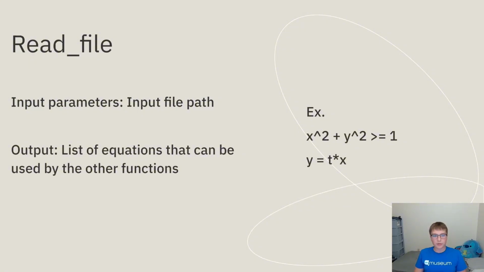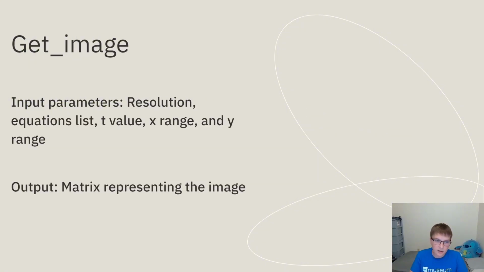So the first function is readFile. The input parameter for this function is the input file path, and the output is a list of equations that can be used by the other functions. For example, an input text file could be x squared plus y squared is greater than or equal to 1. This is just the region outside of a unit circle. And then there's also y equals t x. This is just a line that rotates because t is from a range of values, so over time in the animation, the slope is going to increase.